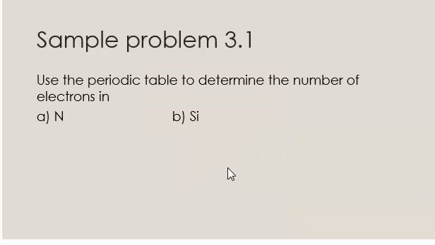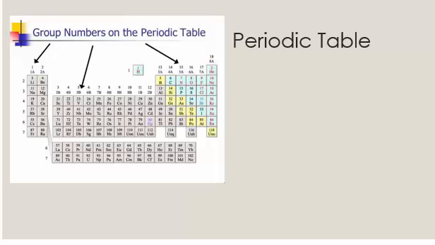Let's look at sample problem 3.1. Use the periodic table to determine the number of valence electrons in A, nitrogen, or capital N, and B, silicon, or capital S, lowercase I. Looking at the periodic table, we see that nitrogen is found in group 5A, so it has 5 valence electrons. Silicon is in family 4A, so it has 4 valence electrons.